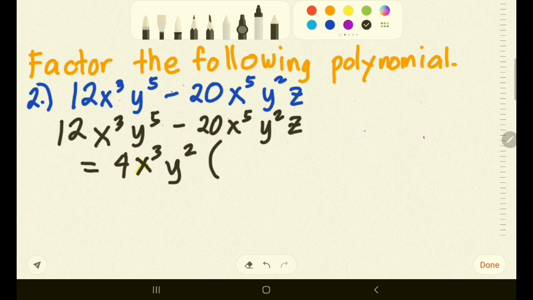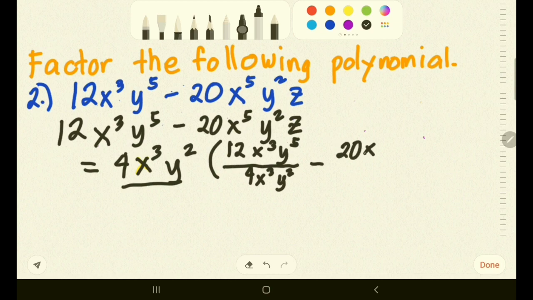Now, let's look for the other factor. How? Just divide each term by the GCMF. So you have 12x cubed y to the power of 5 divided by 4x cubed y squared, minus 20x to the power of 5 y squared z, divided also by the GCMF 4x cubed y squared. Okay, let's do it.